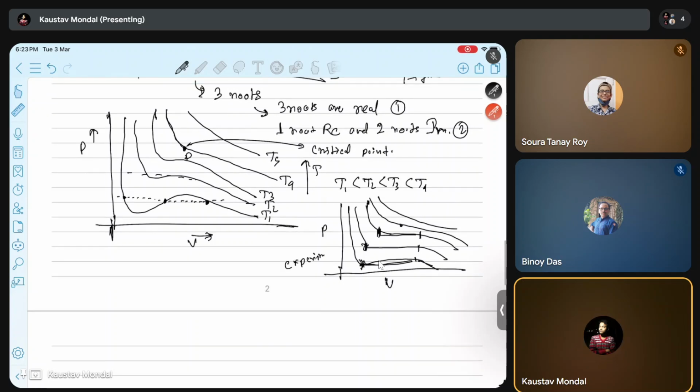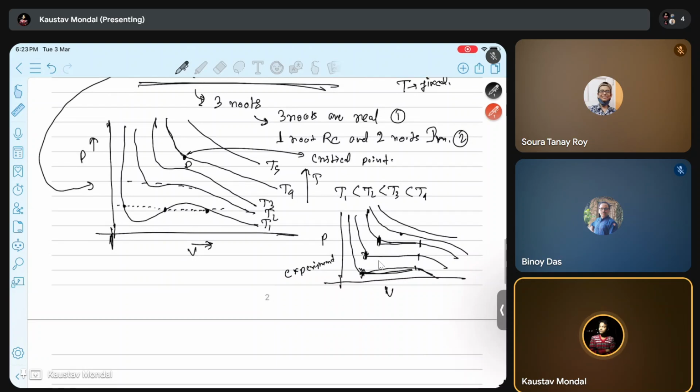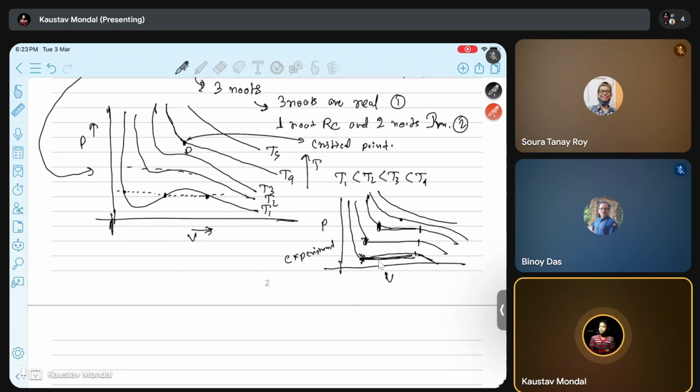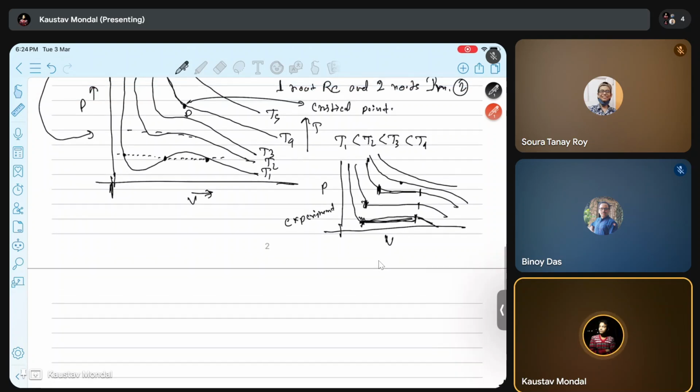Now, if you want to compare this experimental result with our theoretical equation, you can see there are some discrepancies. The first one is that in this in-between region, the PV diagram shows a plateau region, which is absent in the theoretical result. That is one of the discrepancies.